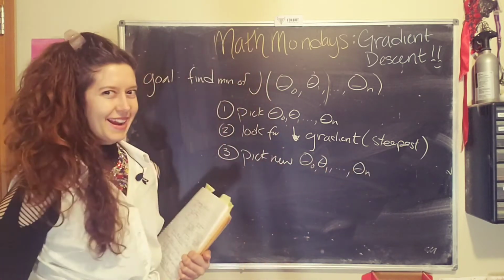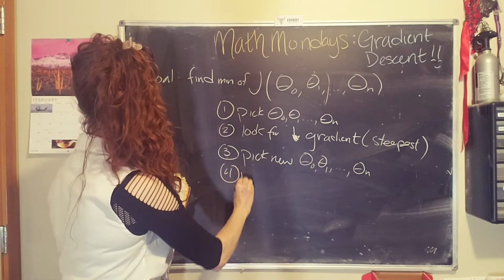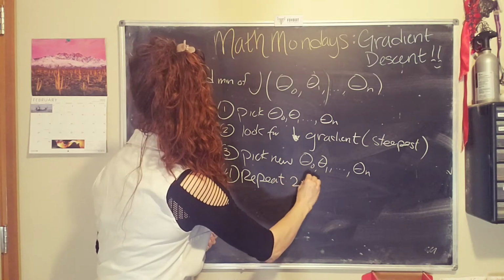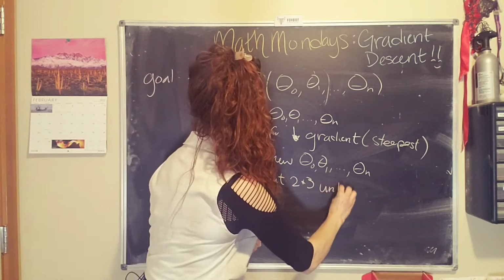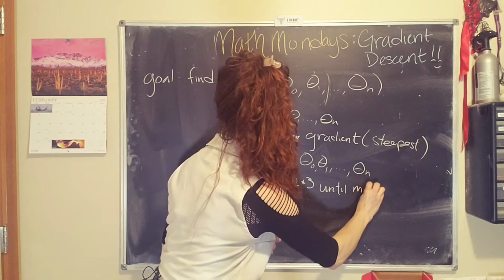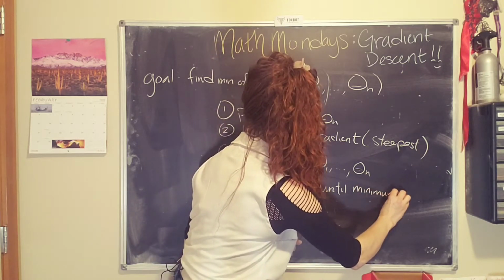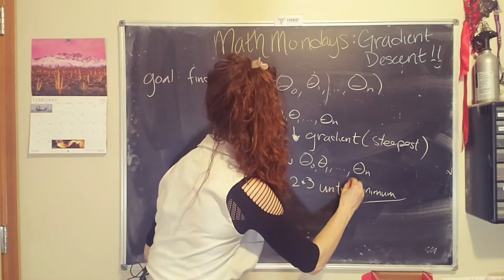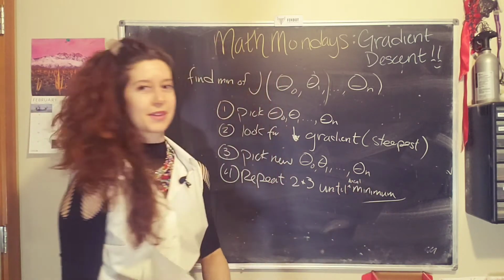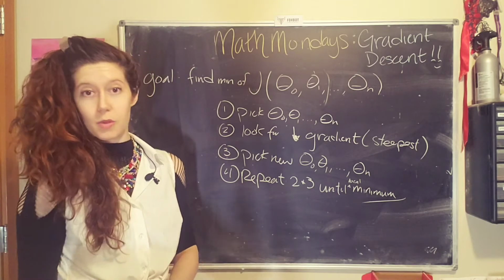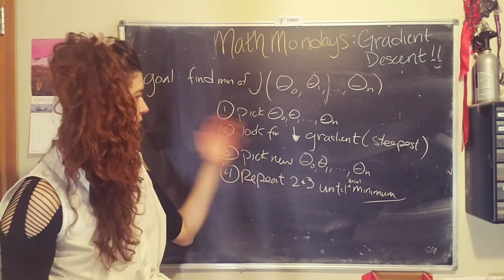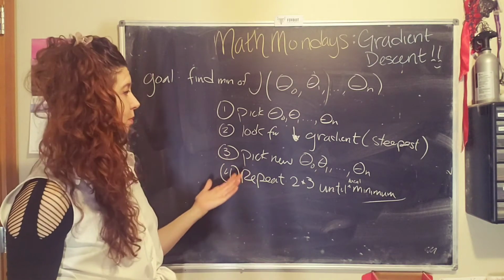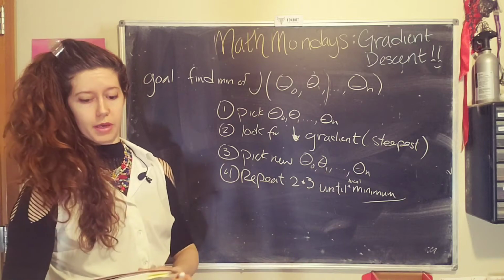And then we really just repeat 2 and 3 until minimum. Well, I should say local minimum. That's important. Okay, so that is our general procedure. And so this would be our algorithm in kind of pseudocode. And we would repeat this until we converge at the local minimum.